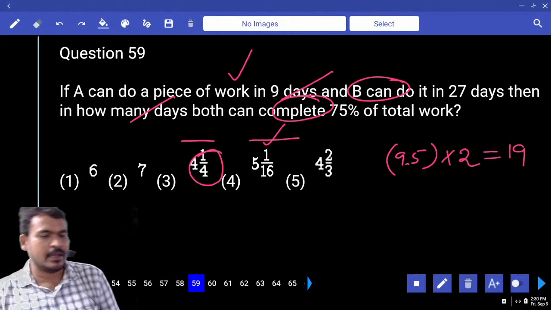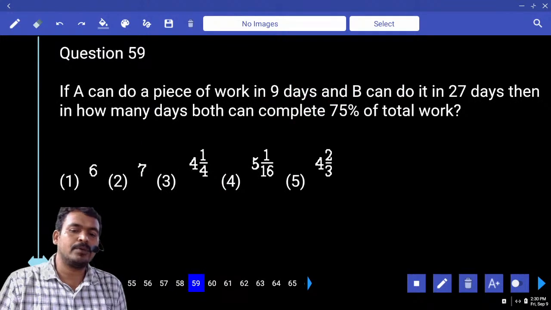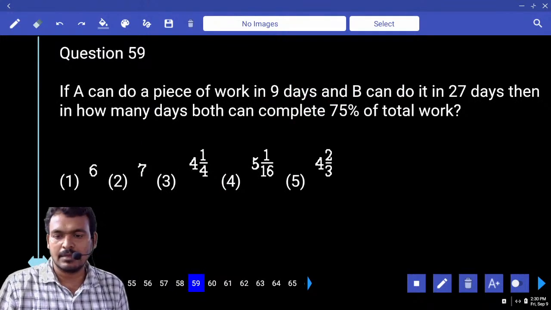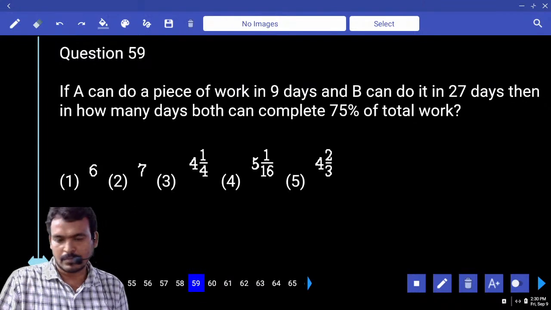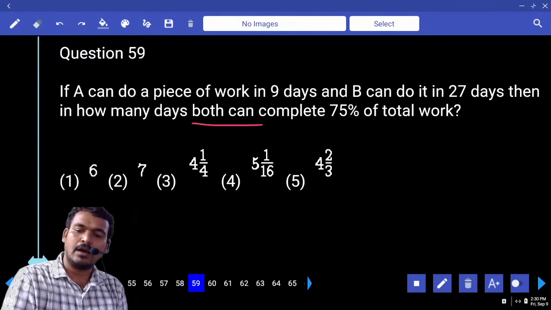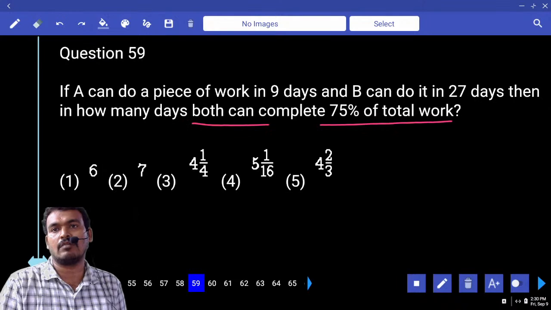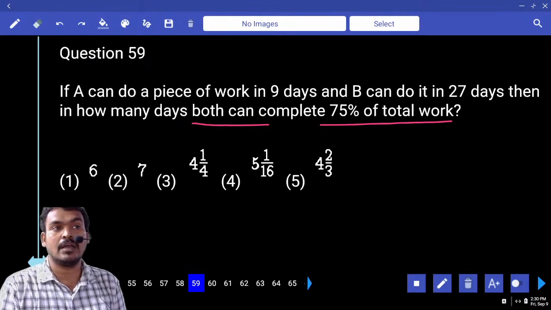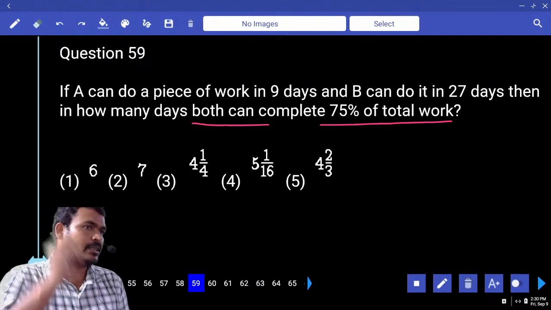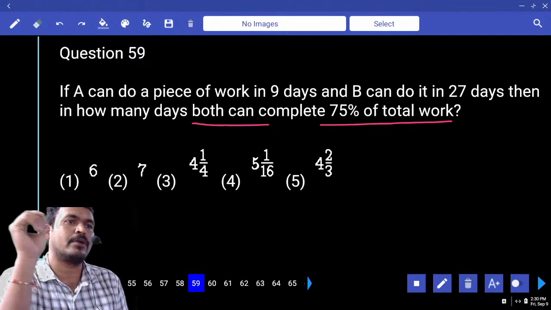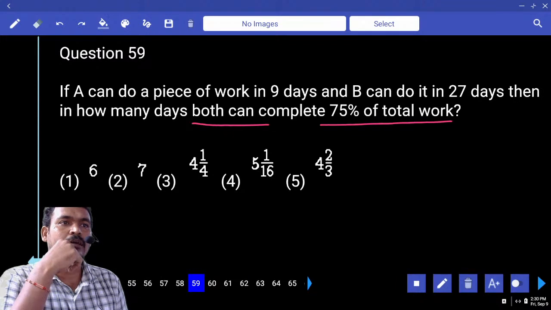Question number 59. A can do a piece of work in how many days? 9 days. B can do the same work in 27 days. Then in how many days can both complete 75% of the total work or not? We required together 75% work or total work? 75% of total work or not? Suppose total work together means we write product by sum, or product into product by sum.